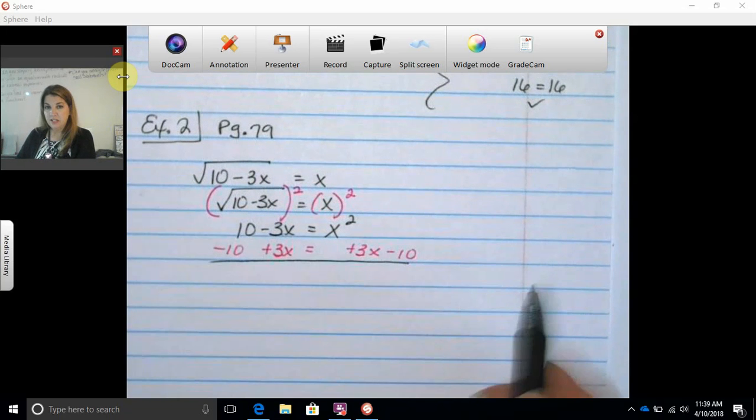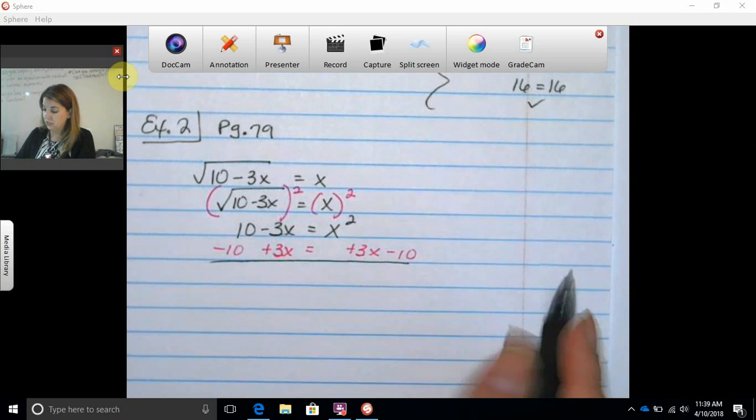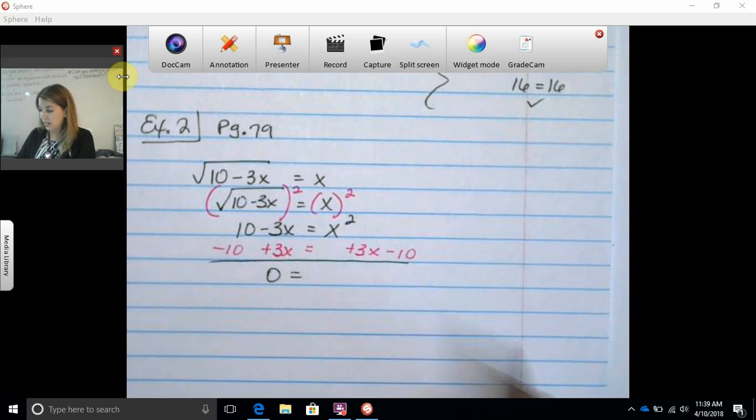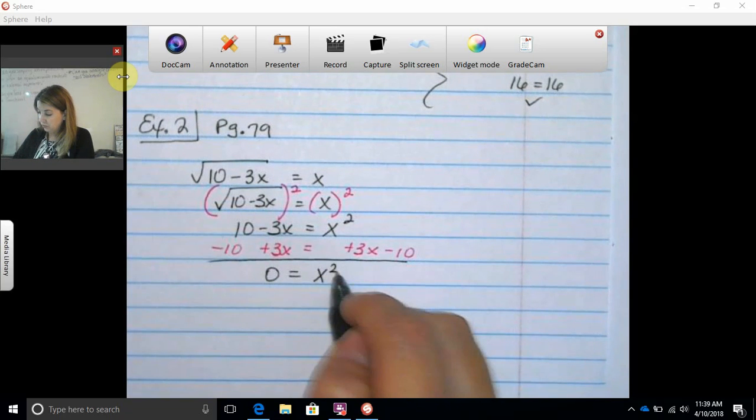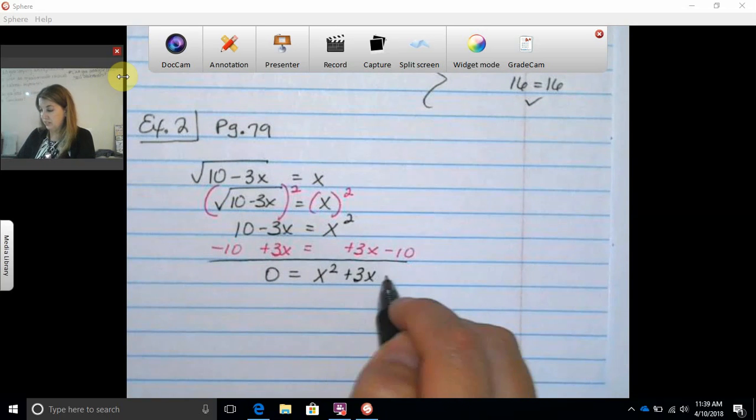So on the left side, 10 minus 10 is 0, negative 3x plus 3x is 0. On the right side, I don't have any like terms to combine, but I do want to make sure it's in standard form. So that would be x squared plus 3x minus 10.